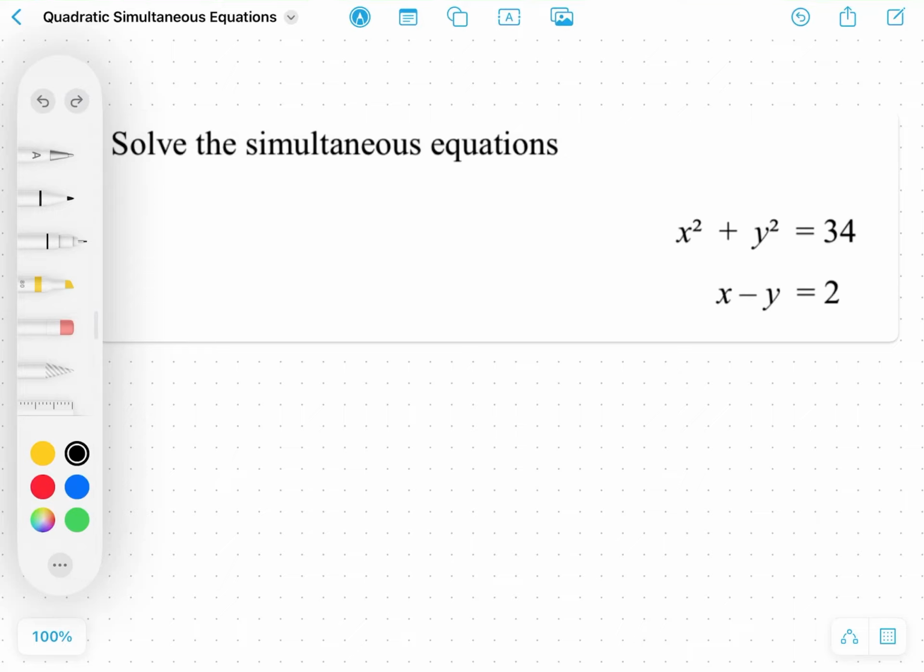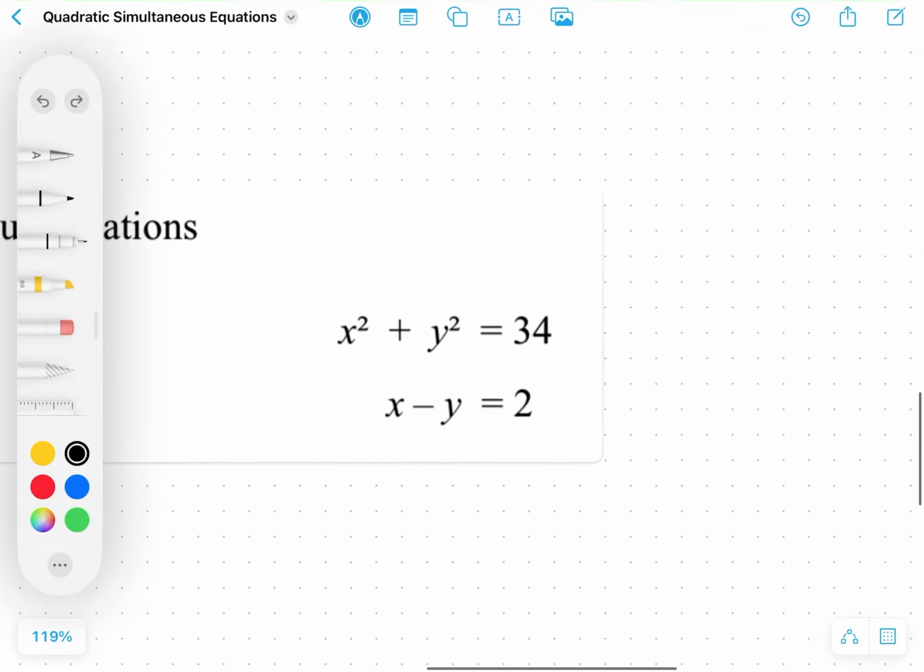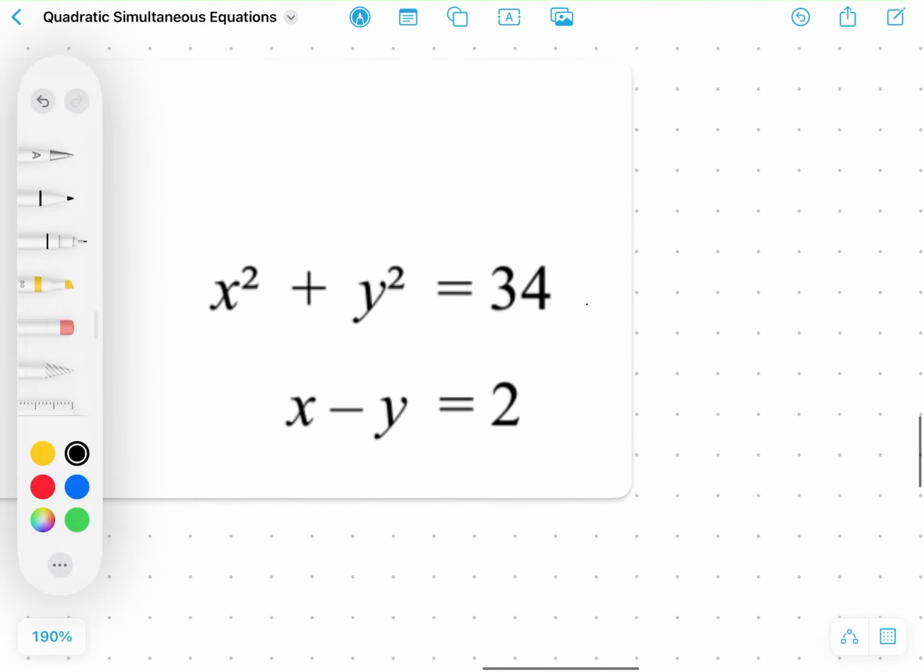Hello. So in this video, I'll be going through quadratic simultaneous equations. With this type of pair of equations, you can't use elimination like you would with linear simultaneous equations. So instead, you should use substitution. What substitution is, is you find an equation in terms of x or y.